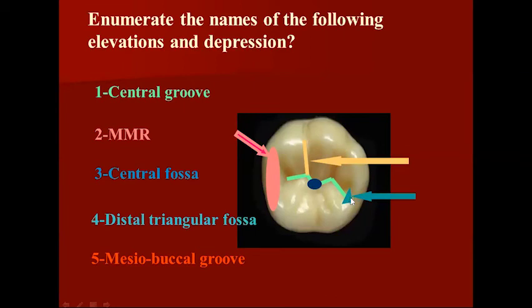This is a distal triangular fossa. This is a mesial triangular fossa. Mesial pit, central pit, and this is the distal pit. Okay.